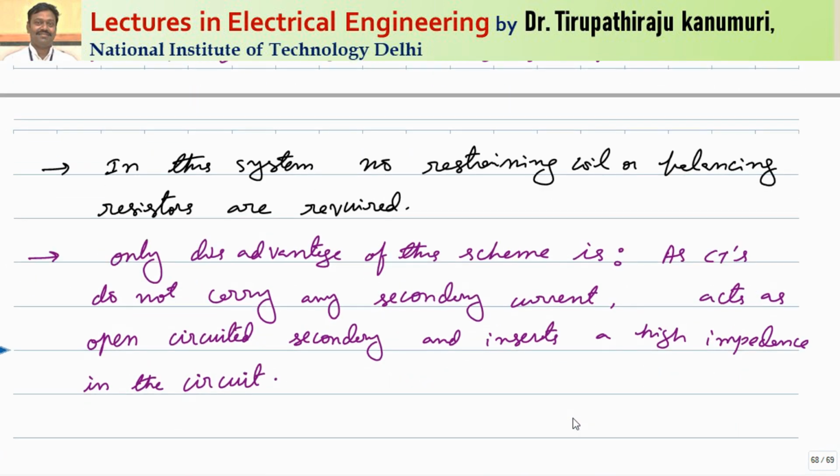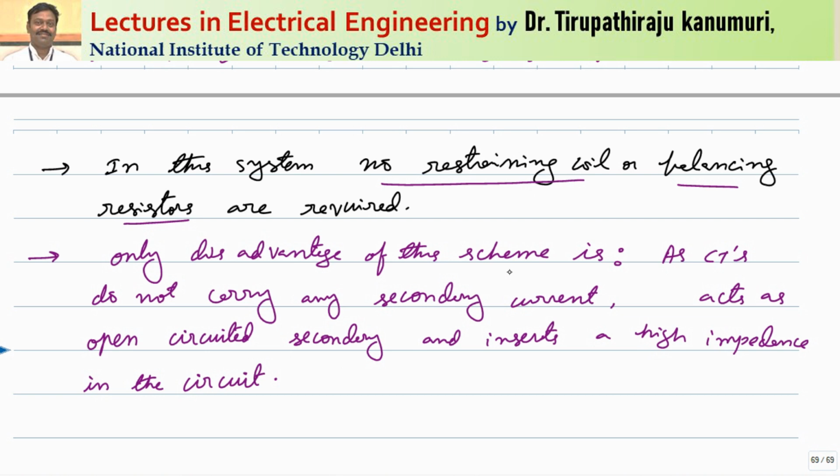And the advantage of this system is that no restraining coil is required and no balancing resistors are required, because they are connected in series opposition. Restraining is not required because that is compensated by providing an overcurrent relay. Only if the current crosses some limit will it operate. So a restraining coil is also not required.